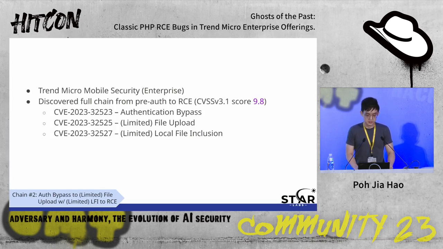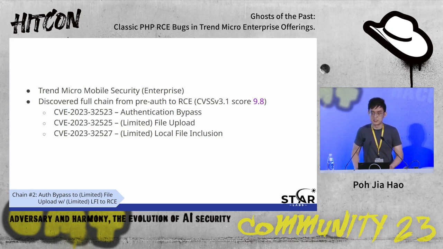In this second chain, you will see three separate bugs, an auth bypass, a limited file upload, as well as a limited LFI. You might wonder what does limited mean in this case, but we'll take a closer look at it soon.